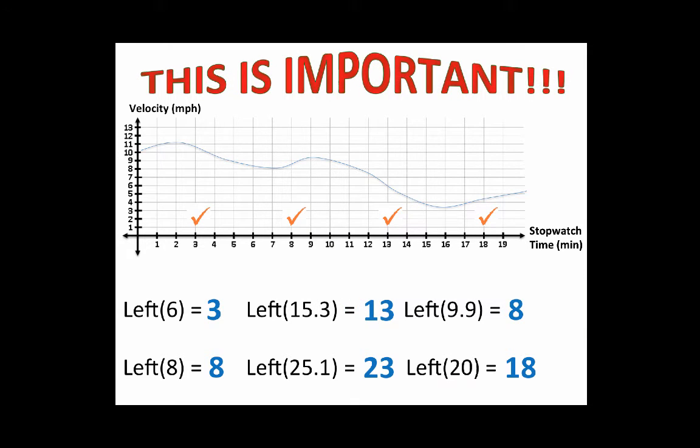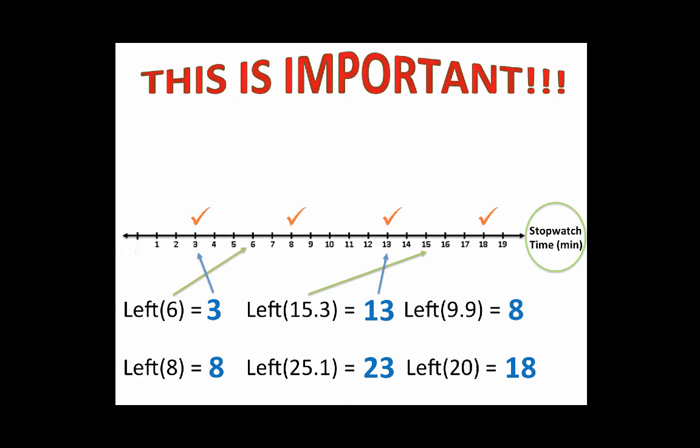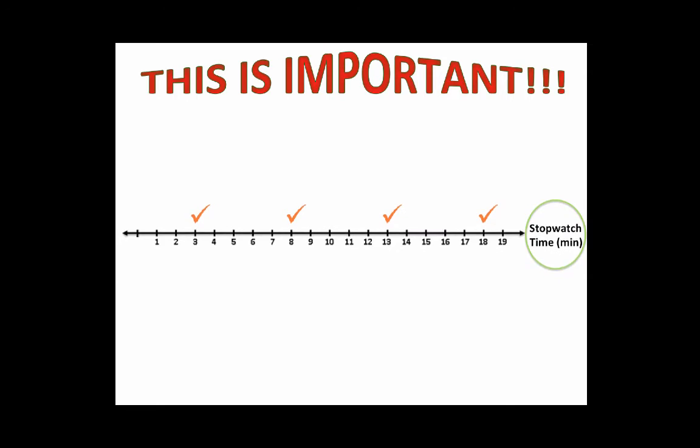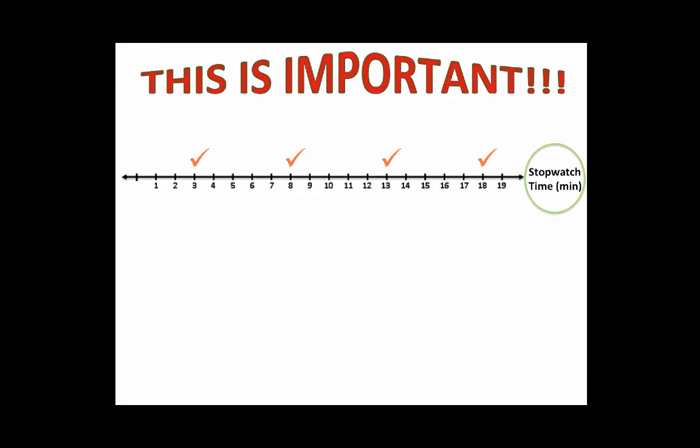There is something really important you need to notice about left of x. Both the function's independent values and its dependent values are values of time. We didn't use any velocity information. In fact, on any rate graph, the entire y-axis has nothing to do with left of x. In other words, left of x doesn't take in a time value and give a velocity value. It takes in a time value and gives another time value.